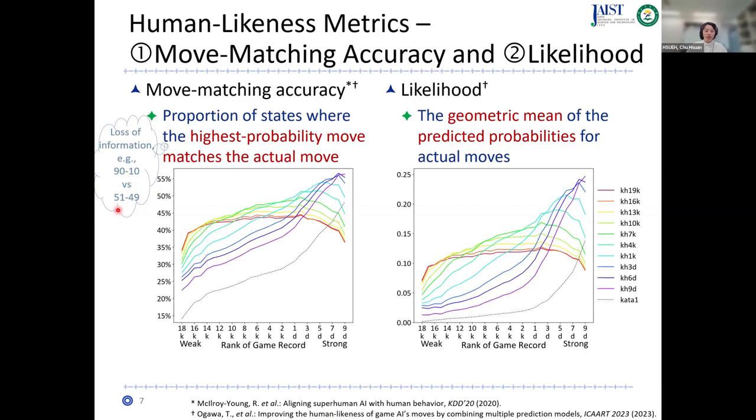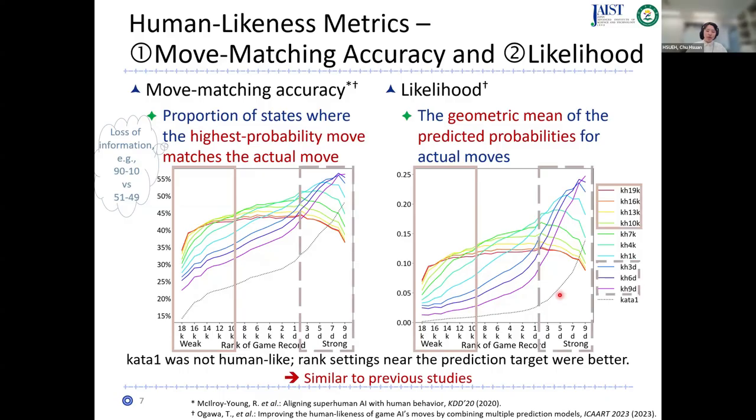So here's the result. The x-axis shows the rank from weak to strong, and the y-axis is the accuracy or the likelihood. And we have rainbow-colored curves representing different KH settings from weak to strong, and also the Kata1 with a black curve. Both the accuracy and likelihood are the higher the better. So we can see the Kata1 is the least human-like in both of these two metrics.